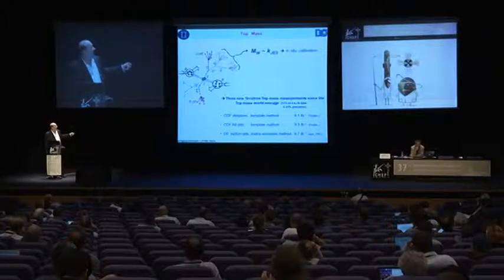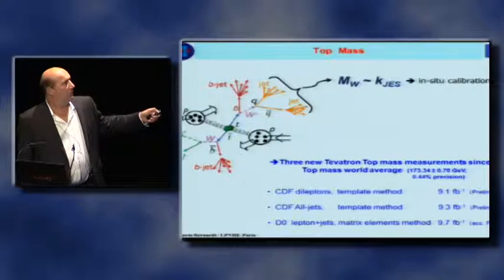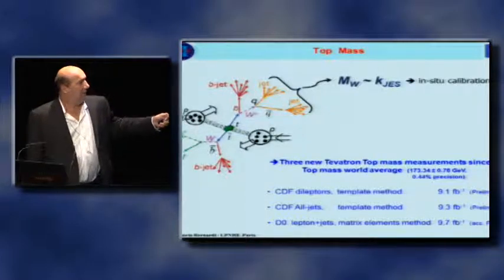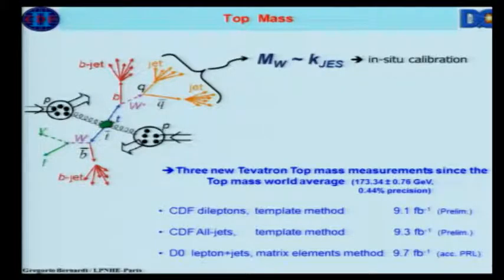In the hadronic case, you can make use of the QQ bar of the W and then make an in situ calibration. This is pretty powerful and is done in all analyses nowadays. And what is interesting is that 3 new Tevatron top quark mass measurements have been produced since the last top world mass average, which was only last spring, and which was giving 173.3 GeV.